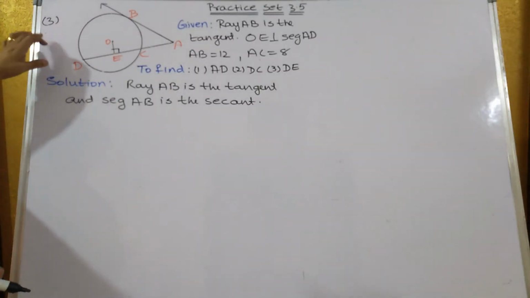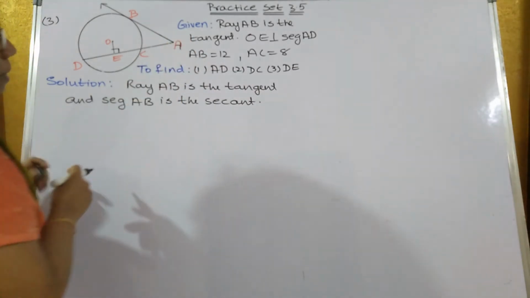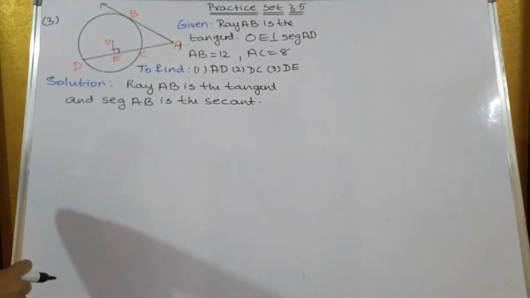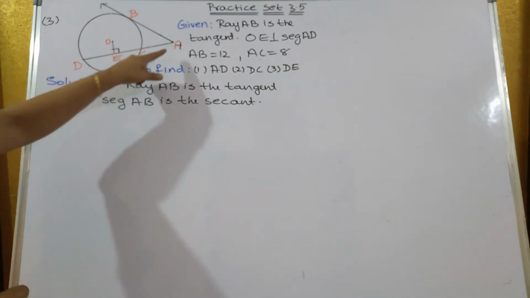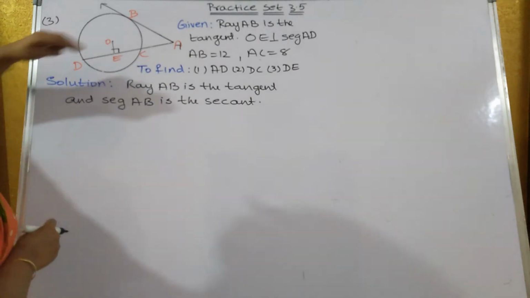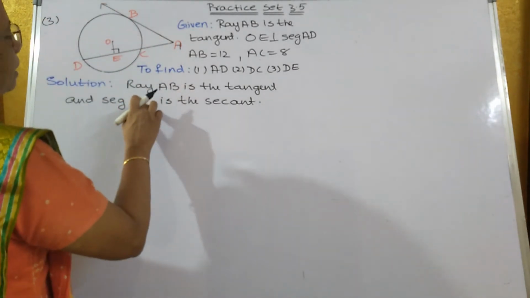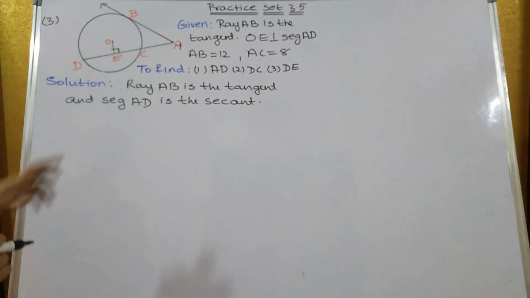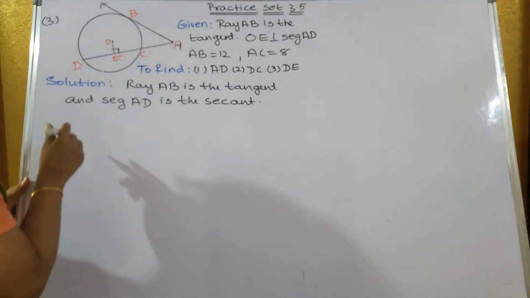Now third sum, it is given that ray AB is a tangent. Ray AB is a tangent and OE is perpendicular to segment AD. AB is equal to 12, so they have given the measurement of AB equal to 12 and AC is equal to 8, and you have to find out AD, CD and DE. Now ray AB is a tangent and seg AD, not AB, seg AD is the secant. So this is a secant and this is a tangent. So by tangent secant segment theorem, what we get?